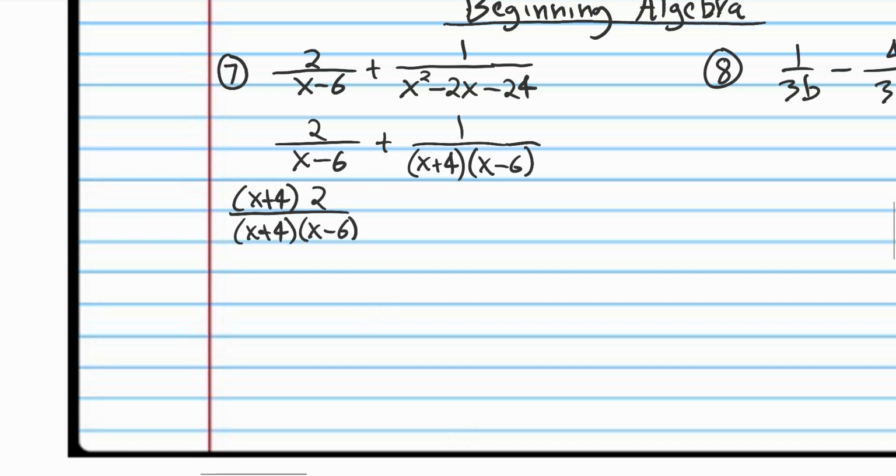Again, that's the fundamental principle of fractions. You can multiply both sides of a fraction by the same number, and it doesn't change the value of the fraction. So all we did was multiply both sides of this fraction by x plus 4. And now, because we did that, we have a common denominator.